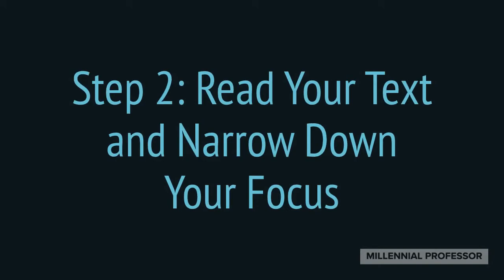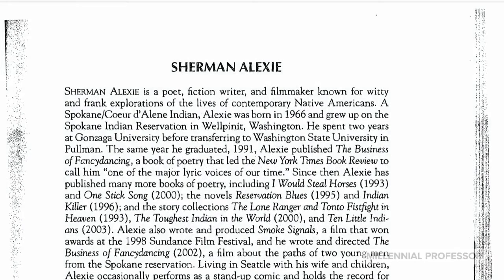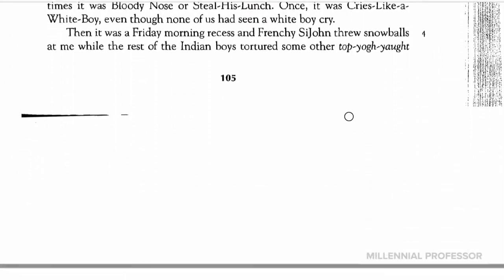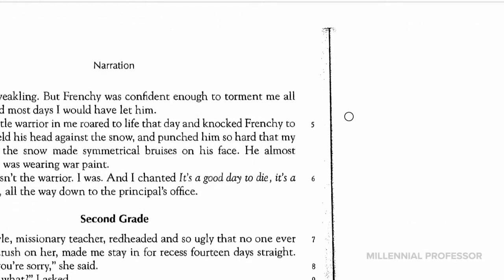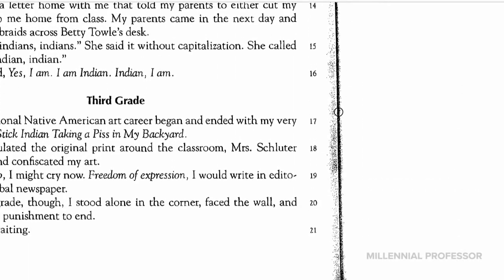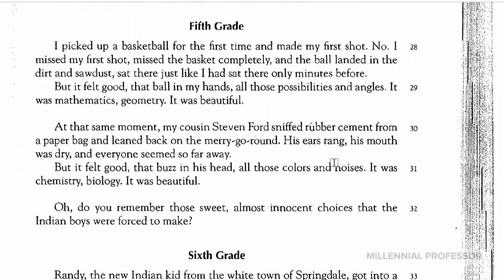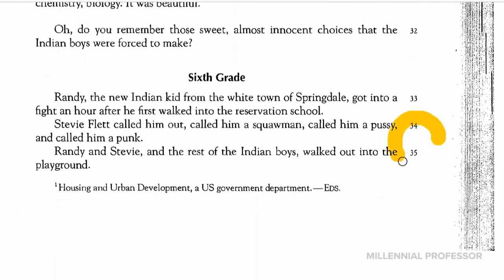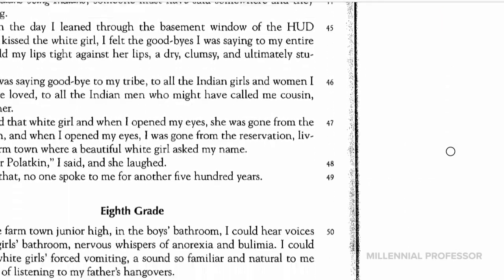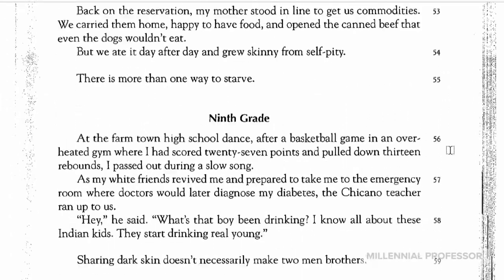For step 2, you're going to read the text and narrow down your focus. When doing a textual analysis, it is important that you read the entire text, and not just the sections that you plan to analyze. This allows you to know where the section fits within the broader ideas of the text as a whole. As you read, you can narrow down what sections you want to discuss. Choose passages that you find interesting and complex so that you have plenty to analyze.